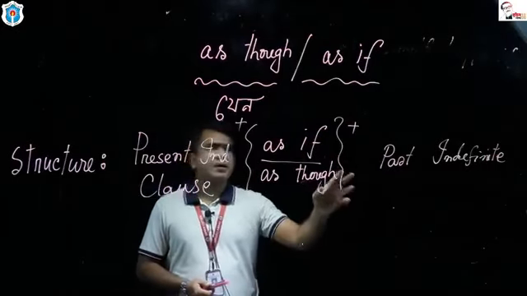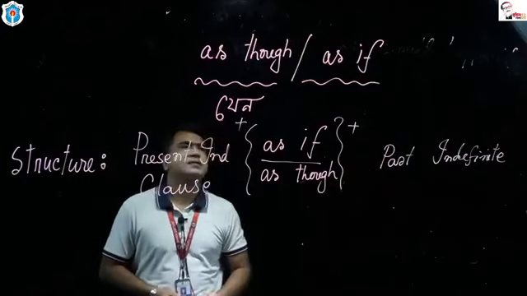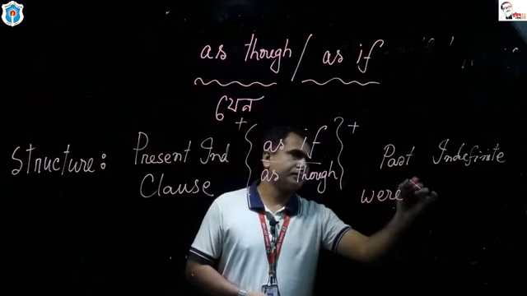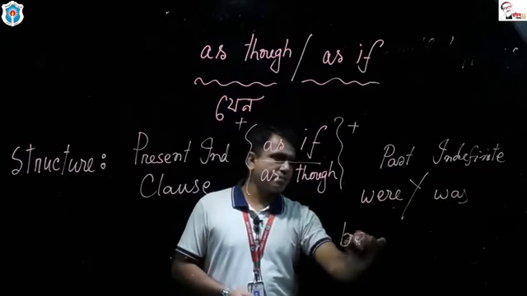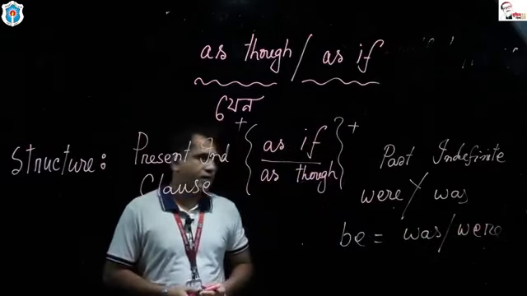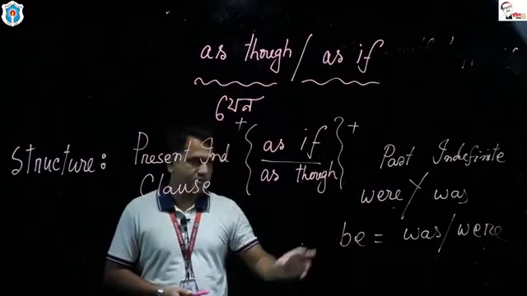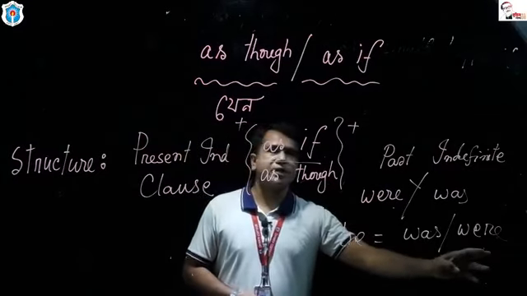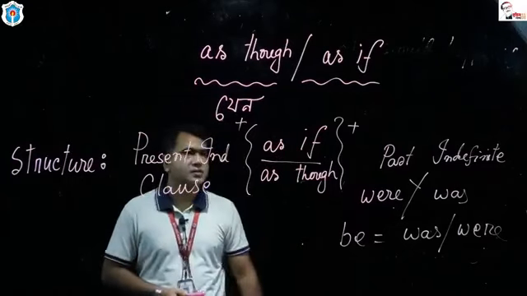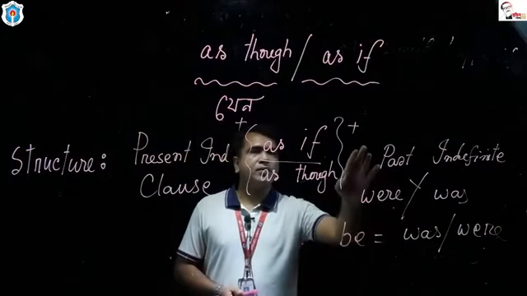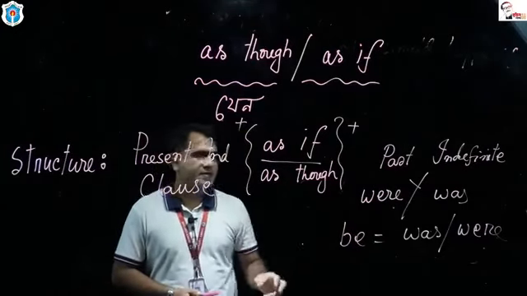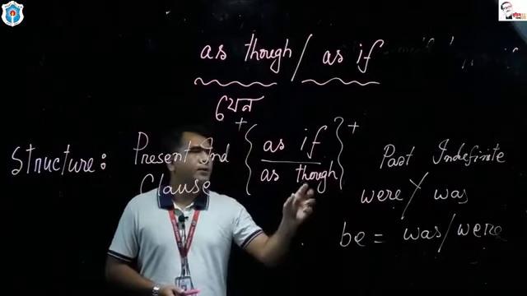But if we use a be verb in the second sentence, then we have to write only were, not was. The past tense of be verb is was and were: singular was and plural were. But when we use as if or as though in the sentence, we cannot use was. Only we have to use were as the past form of be verb. But if the verb is a transitive, finite or principal verb, then we will use only the past form.